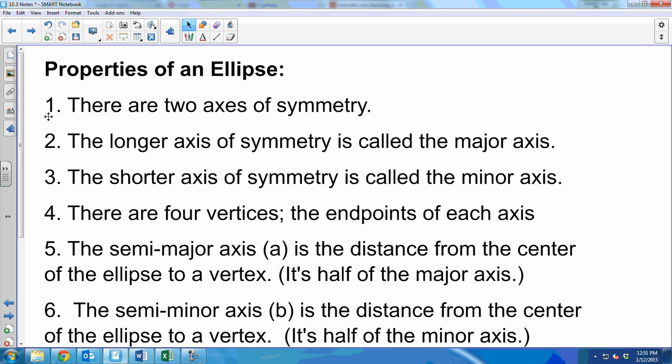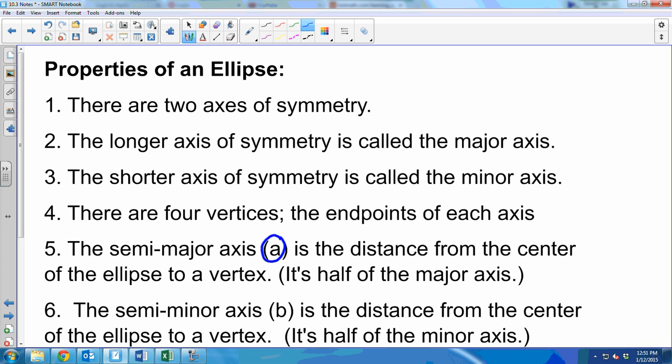You also have the semi-major and semi-minor axis. Both of those are just half of the distance of the axis it's talking about. The semi-major axis is denoted by A. That's going to be increasingly important when we're talking about this today. So semi-major axis is denoted by A.